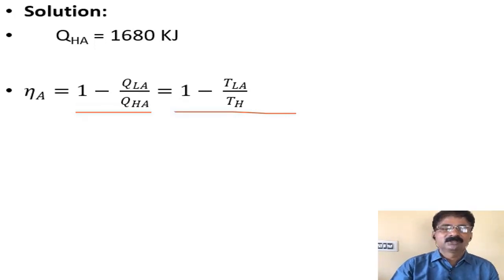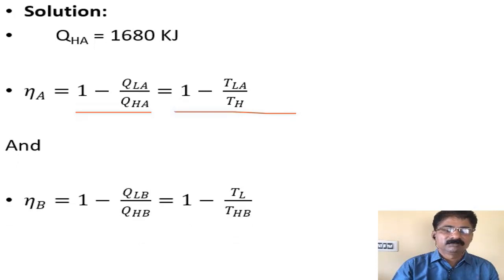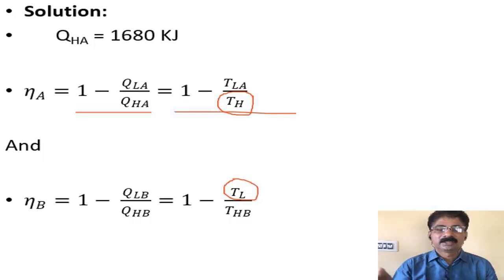So this is the efficiency of the engine A, and similarly we have the expression for engine B, efficiency expression. 1 minus QLB by QHB, 1 minus TL by THB. So TL is the temperature of the sink, that is why suffix is not written here. TH is the temperature of the main source, that is 1000 Kelvin. So this is 1000, this is 100. So there is no separate suffix written for those two things.